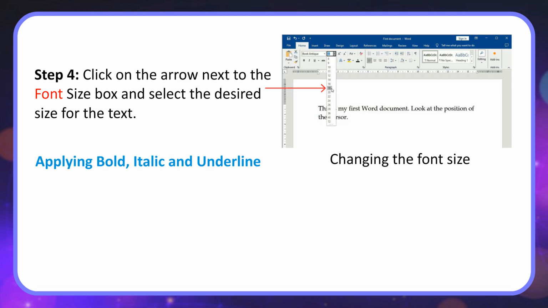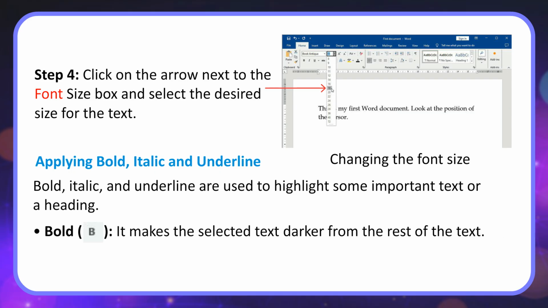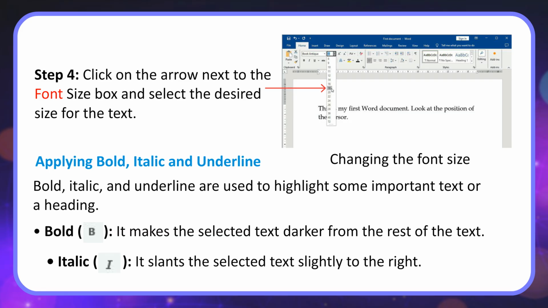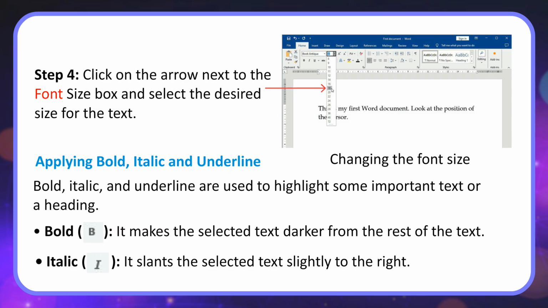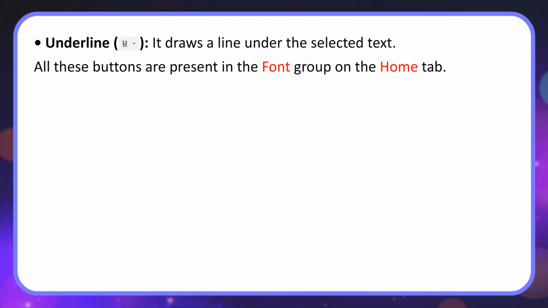Applying bold, italic and underline. Bold, italic, and underline are used to highlight some important text or heading. Bold. It makes the selected text darker from the rest of the text. Italic. It slants the selected text slightly to the right. Underline. It draws a line under the selected text. All these buttons are present in the font group on the Home tab.